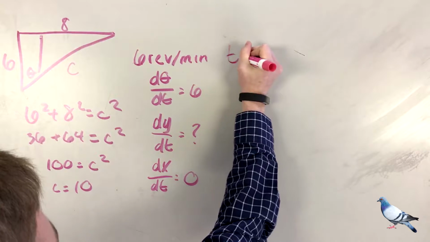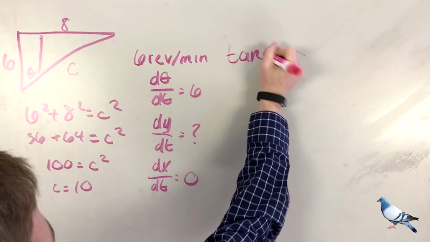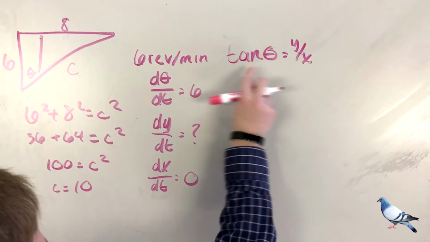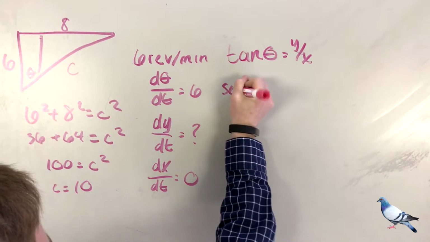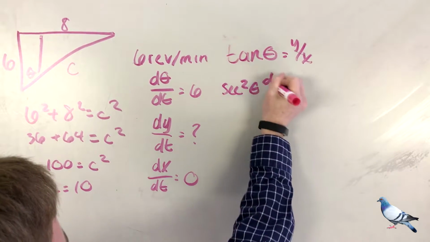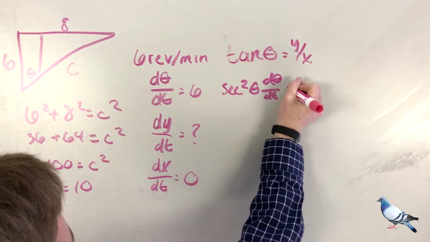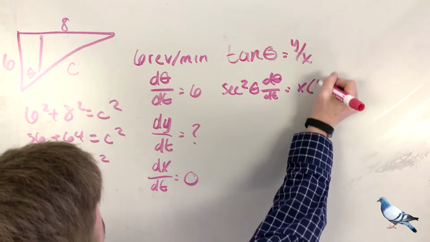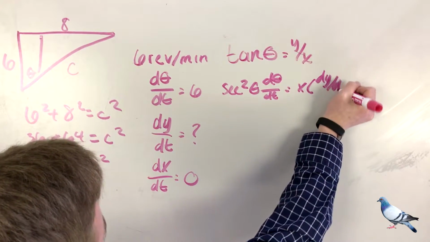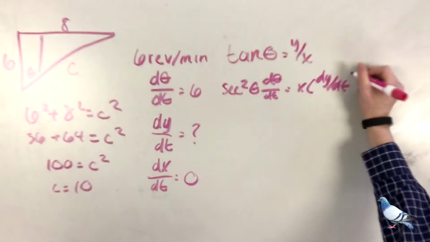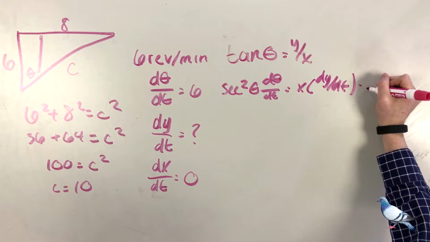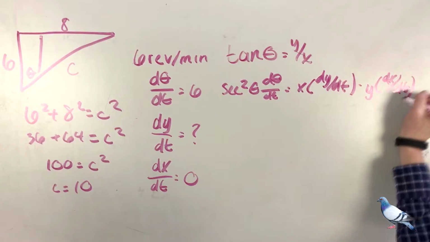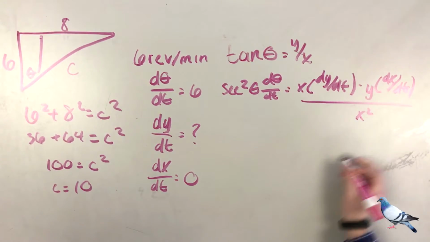So we're going to use trig. We're going to use tangent for this one, which is y over x. Take the quotient rule and the derivative of the left side. So you got secant squared theta d theta dt is equal to v times the derivative of u, which is dy dt, minus y dx dt. All this is over v squared.